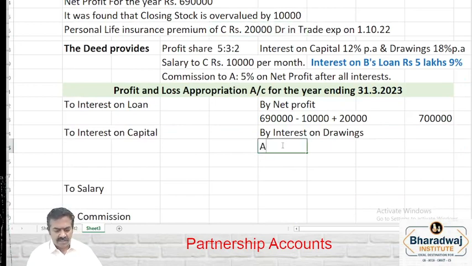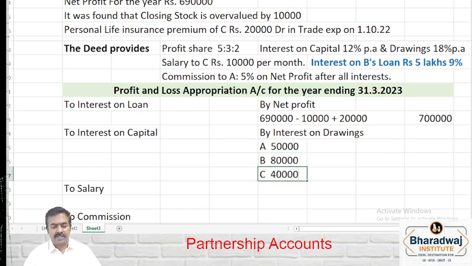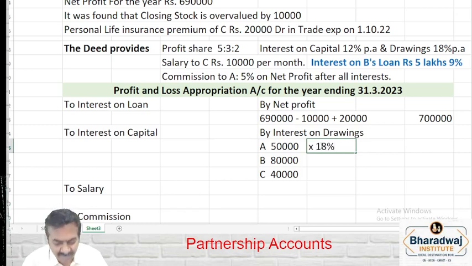Now we have to charge interest on A's drawings, B's drawings and C's drawings. What is A's drawings given in the table? 50,000. B's drawings? How much? 80,000. C's drawings? 20 plus 20, how much? 40,000 into, what is the interest? 18%. Think. 50,000 into 18%.